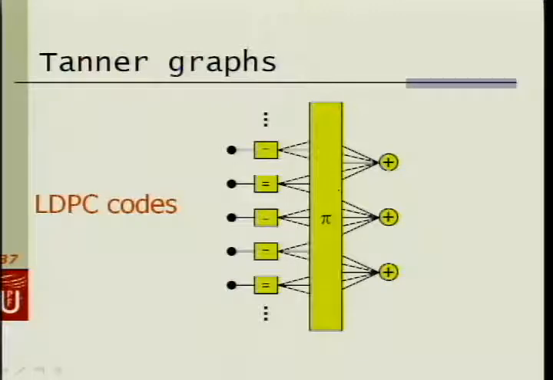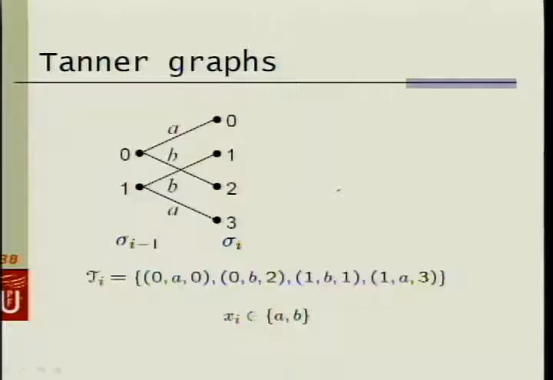What happens if, instead of having a block code, a linear binary block code represented by its parity check matrix, we have a code represented by a trellis, let's say a convolutional code or something? So we have to extend the tanner graph, to generalize it to this situation. Let's suppose that we have a code represented by a trellis, and let's consider one section of the trellis.